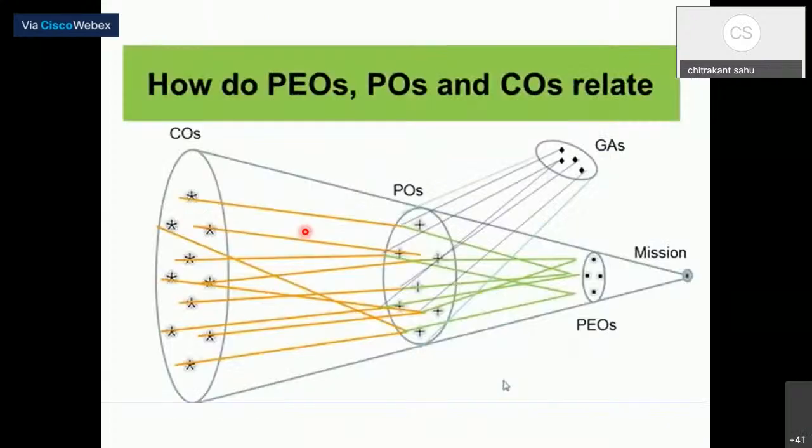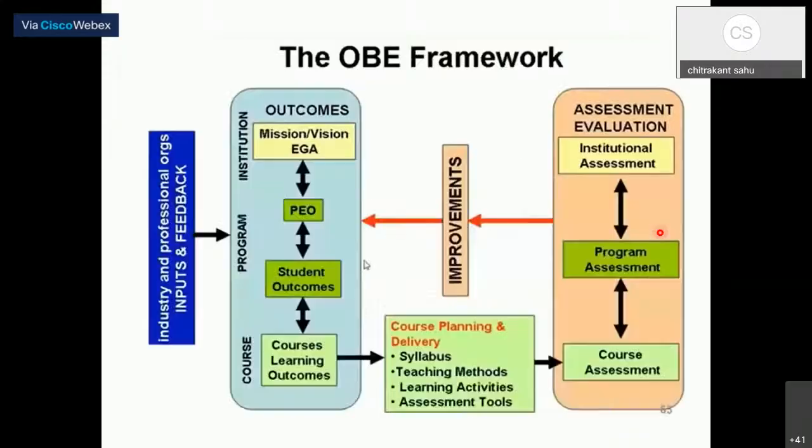So how, in an outcome-based education system, are they correlated? The COs are correlated with the POs, and POs are correlated with the PEOs, and PEOs are correlated with the mission of the institute. So these all come together as an action plan to meet the vision of the institute or department. That is called the outcome.